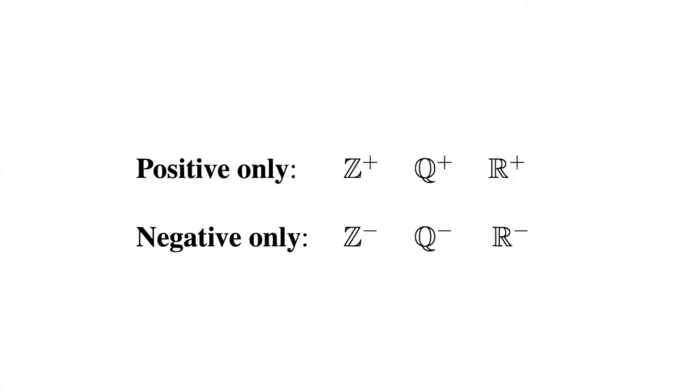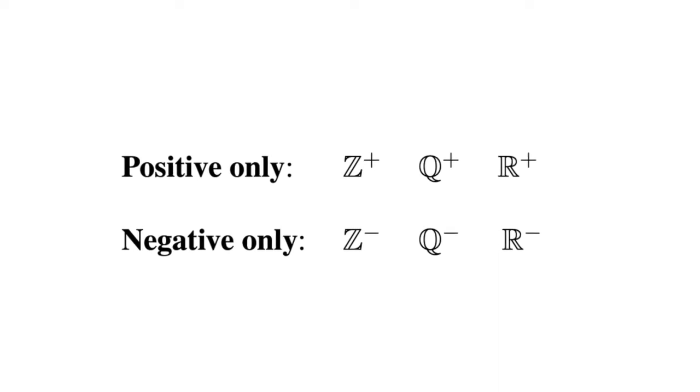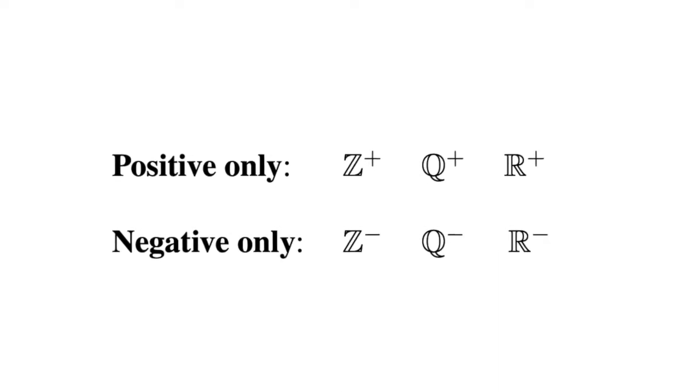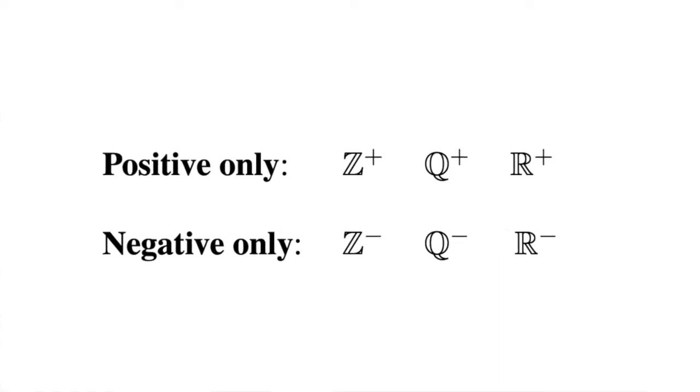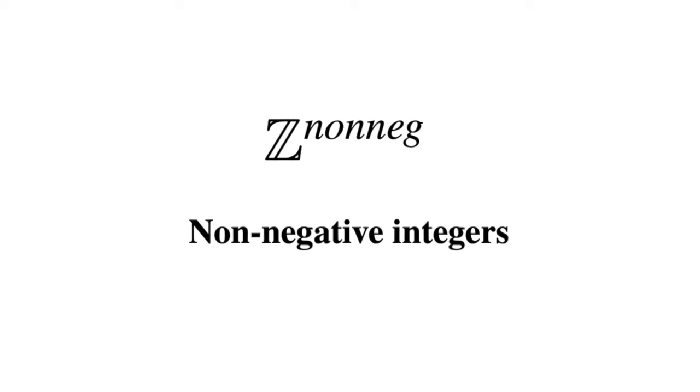Another thing you might see is these letters with a superscript plus sign or a superscript negative sign. That means we're just restricting our attention to the positive numbers or the negative numbers. So for example, if we had an R with the superscript positive sign, that would mean we're just talking about the positive real numbers. Another thing you might see is a superscript non-neg. That just means the positive numbers plus 0.